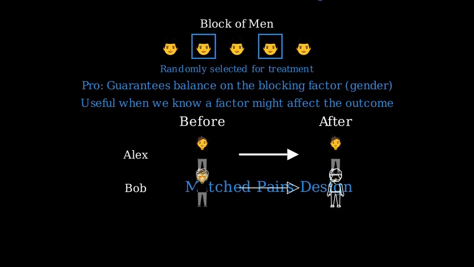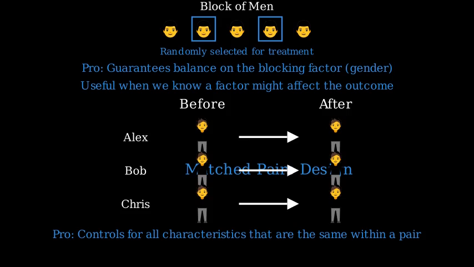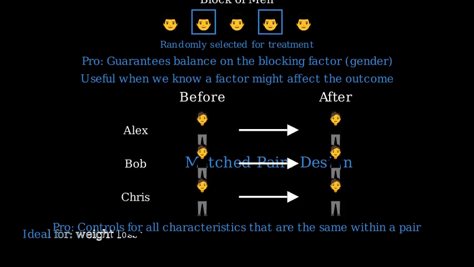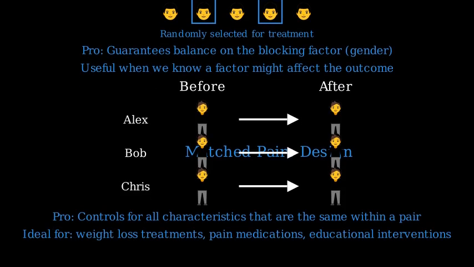Finally, let's look at the matched pairs design. In this approach, we either match subjects who are similar to each other or we measure the same subject before and after treatment. For example, here we're measuring the same 3 people, Alex, Bob, and Chris before and after treatment. The big advantage of this design is that it controls for all characteristics that are the same within a pair, including factors we might not even have thought to measure. This design works well in situations like testing weight loss treatments, pain medications, or educational interventions where we can measure the same subject at multiple time points.